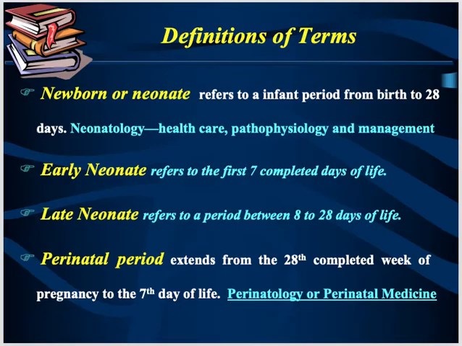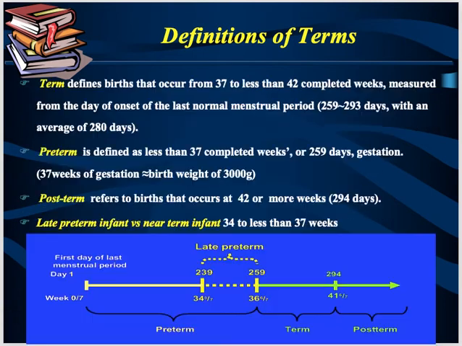Now again, this one is all the things which I already explained. What is a neonate? What is a newborn? Early neonate or late neonate, or the perinatal period for the first 7 days of life. What is term, preterm, postterm? The same thing which I already explained to you. So this one is the near term. I added one more term here.